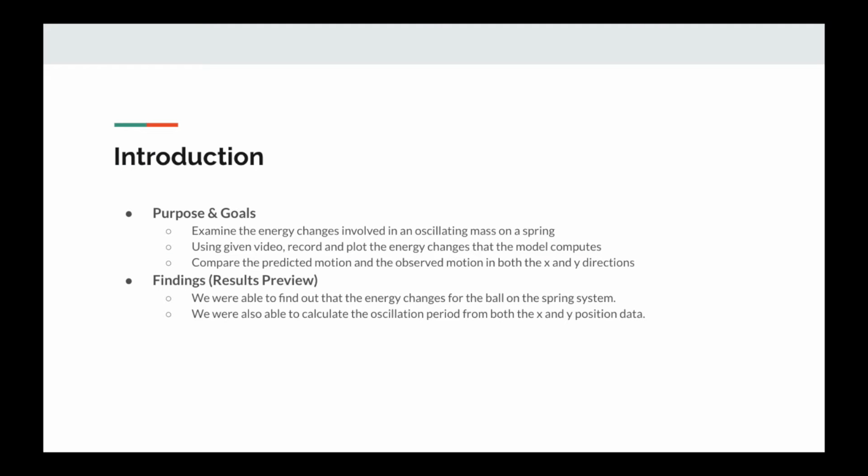So the goals and findings for this lab were to examine the energy changes involved in an oscillating mass on the spring, and then using a given video, we would record and plot the energy changes that the model computes, and compare the predicted motion and the observed motion in both the x and y directions. For our findings, we were able to find the energy changes for the ball on the spring system, and we were also able to calculate the oscillation period for both the x and y position data.